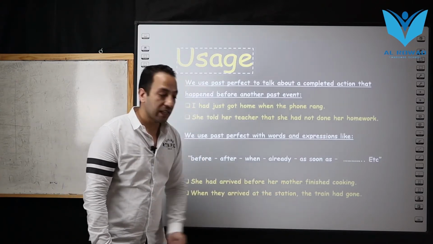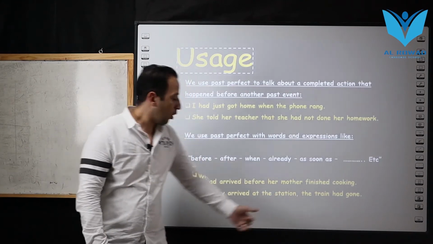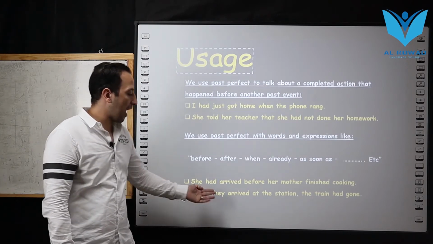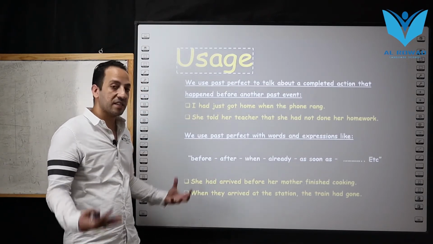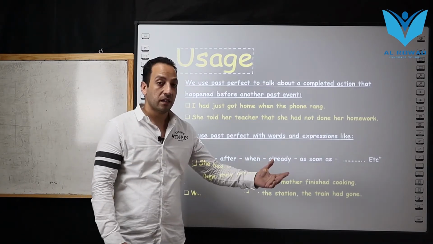That the train had gone. This is another sentence. What happened first? The train had gone. What happened after that? They arrived at the station. So when they arrived at the station, I used "when" here as a conjunction. When they arrived at the station, the train had gone.